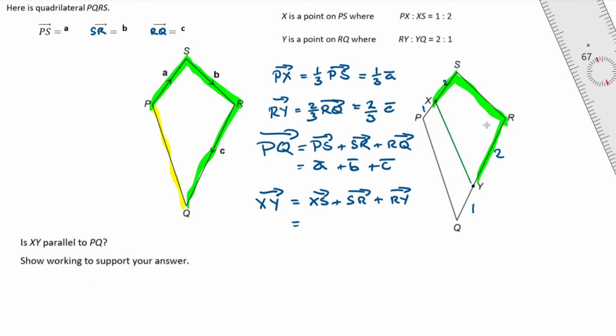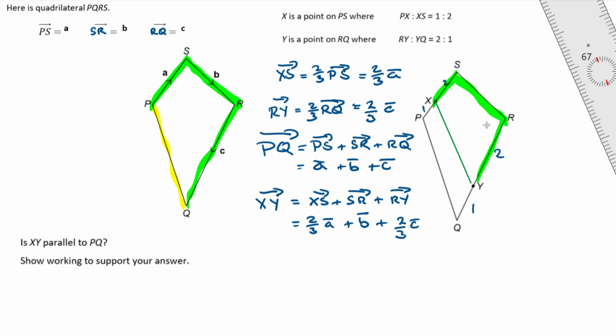Okay, so I'm just going to change this one. I'm going to say that vector X to S is 2/3 of P to S, which is 2/3 of vector A. Okay, and then so X to S, that's 2/3 of A plus S to R, which we know is vector B, plus R to Y, which is 2/3 of vector C.